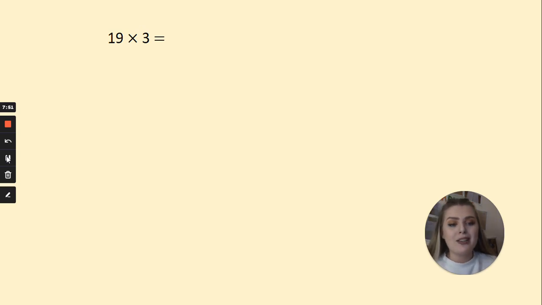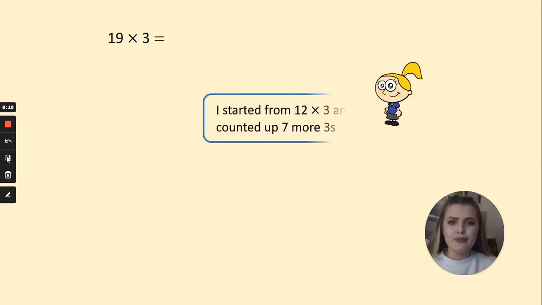Another way we can use number lines to help us with our 3 times table is for solving bigger multiplications, ones that are bigger than what we know off by heart. So 19 times 3 is a lot bigger than what we usually practice. We practice up to 12 times 3. But I'm going to use a number line to help me solve this.